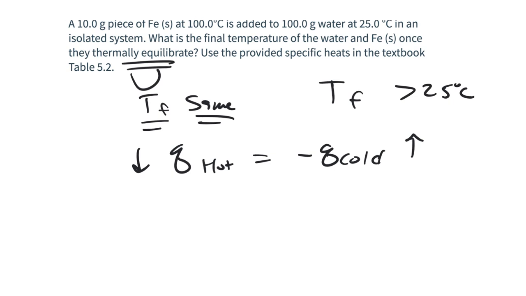We could write minus Q hot is equal to Q cold, or Q hot is equal to minus Q cold. I'm not implying necessarily that either side of this equation is negative or positive. Where I put the negative sign, I'm just saying that the two heats are opposite of each other. So the iron has heat to lose, the water is going to gain the heat that's lost. There's nowhere else for that heat to go but into the water.